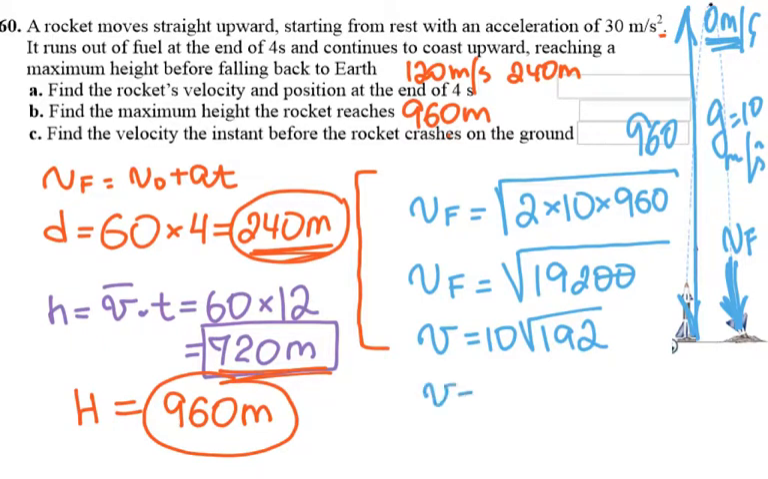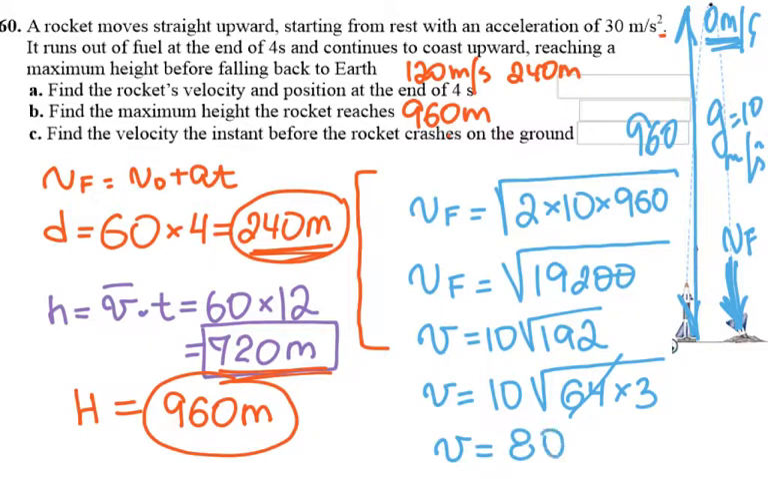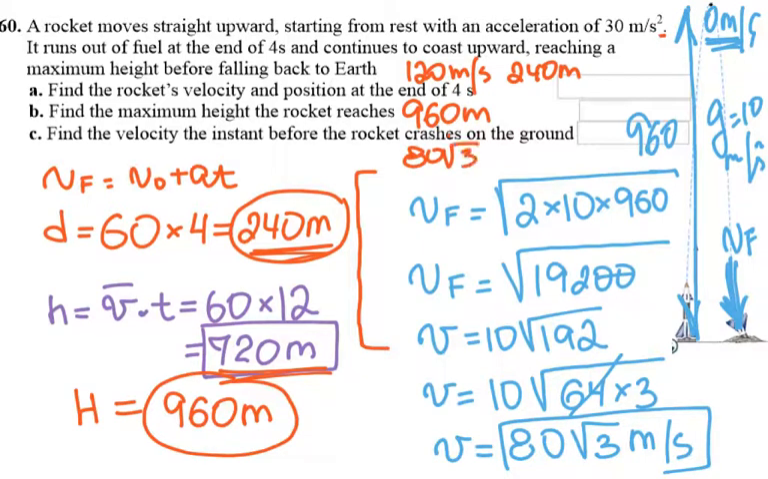If I simplify 192, that's the same as 64 times 3. I can take the square root of 64. Remember, I'm not using a calculator for these problems. That gives me 8 times 10, which is 80 square roots of 3 meters per second. So when it hits the ground, the final answer is going to be 80 square roots of 3 meters per second. So I have these answers for every single part that they asked me.